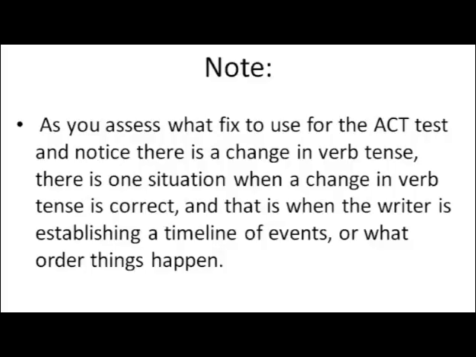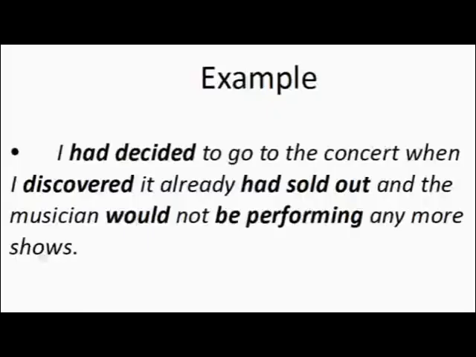So as you assess what to fix to use for the ACT test, and notice that there's a change in verb tense, there's one situation when a change in verb tense is not correct. That's when the writer is establishing a timeline of events, or what order things happen. Here's an example. I had decided to go to the concert when I discovered it already had sold out, and the musician would not be performing any more shows.